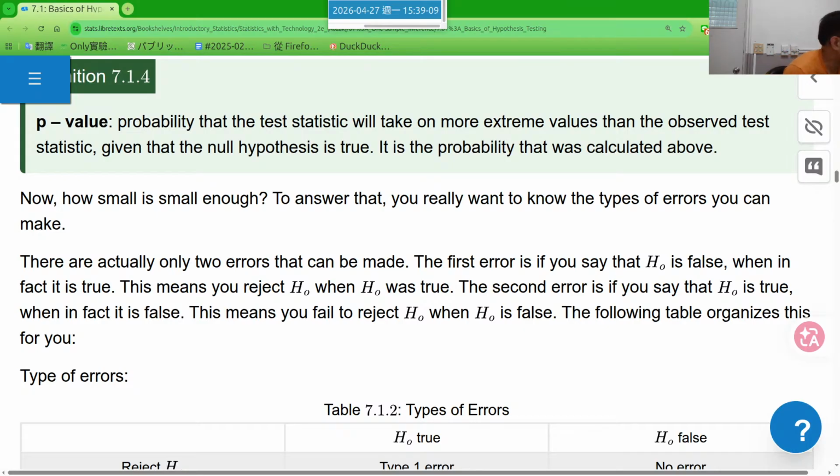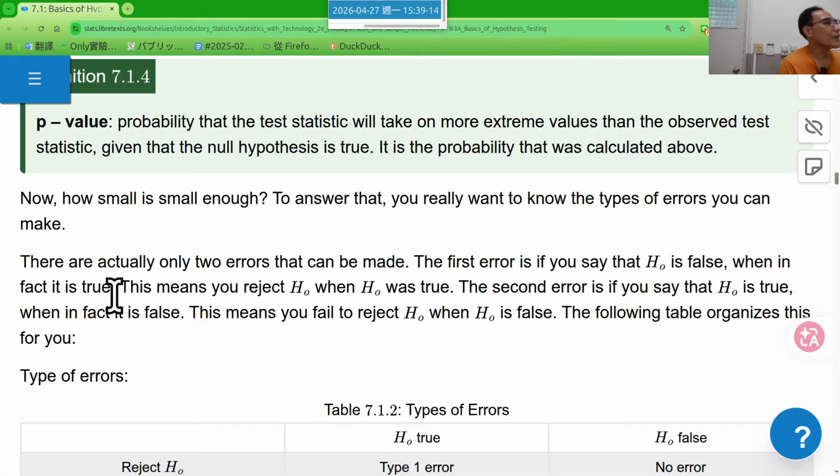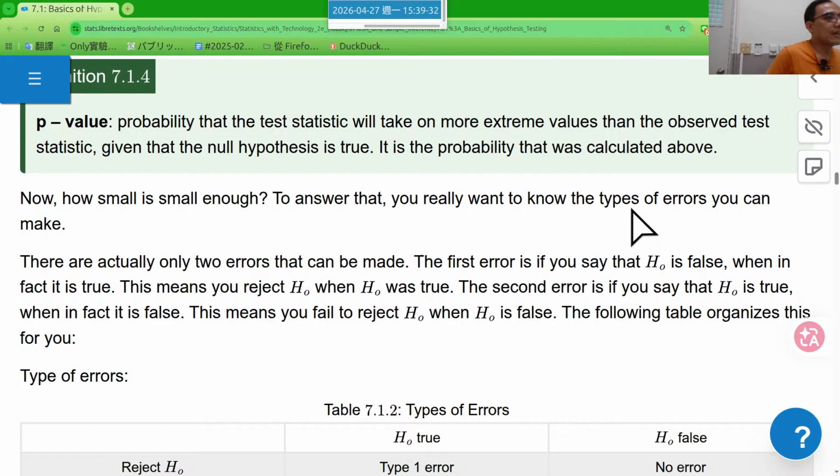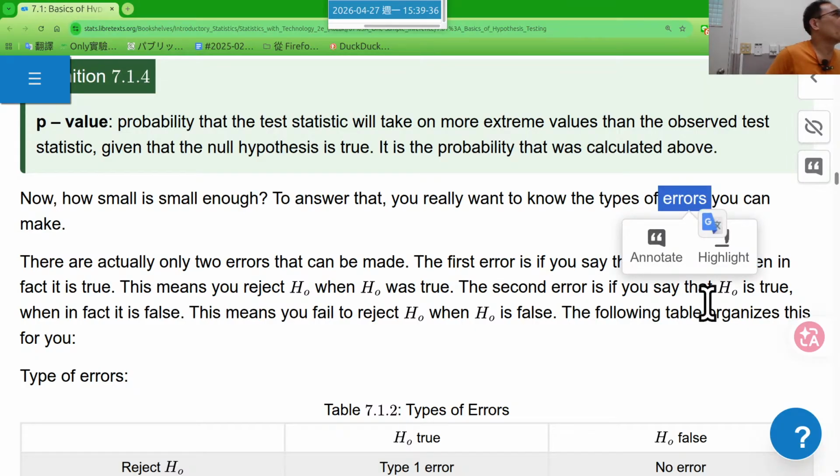Okay, let's start here. This one, if you think about the normal distribution, is not easy to understand. Let me tell you, the hypothesis test is more difficult for you. Now, how small is small enough? To answer that, you really want to know the types of errors you make. What does error mean? You may make a wrong prediction.